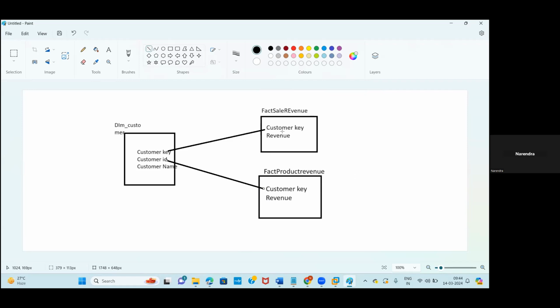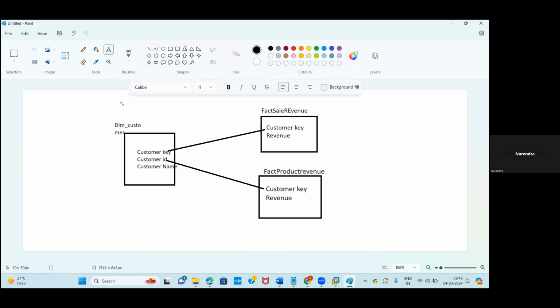Okay, in case the customer took some product, what is the sale amount? What is the product purchase amount? So if you want to compare, this dimension should have a relation between these two fact tables. Even if something is changing in the dim customer, if the definition is the same, like customer key is same, customer ID is same, customer name is same, this is called a conformed dimension.